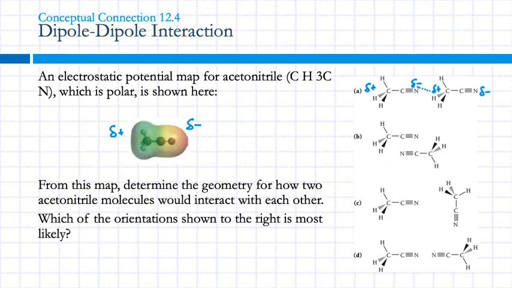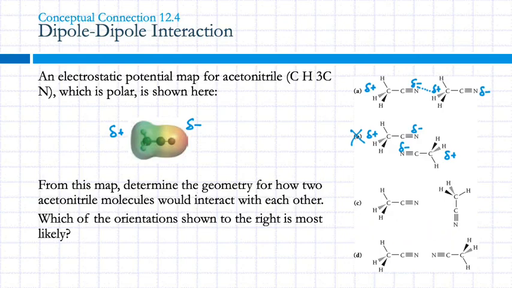What about here? Again, we'll label these. They're positive and negative ends. Is there going to be attraction the way these two molecules are lined up? No, because the two negative ends are close together. They're going to repel each other. So that's not going to work out.